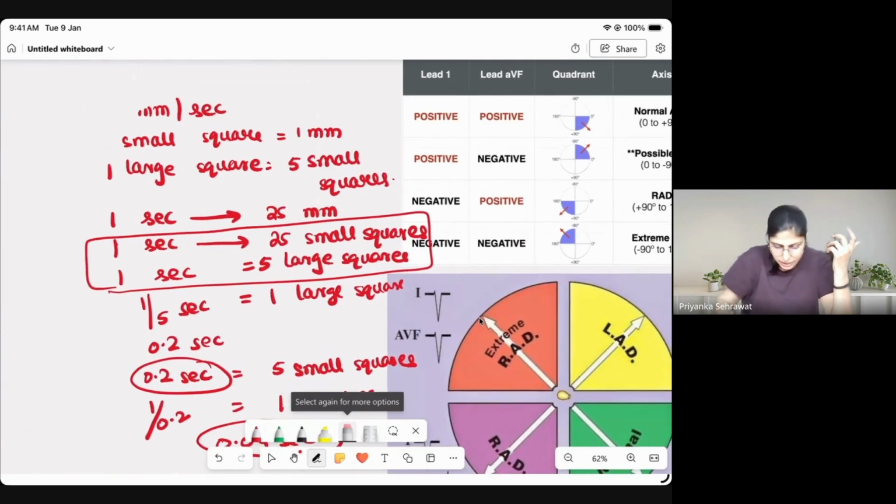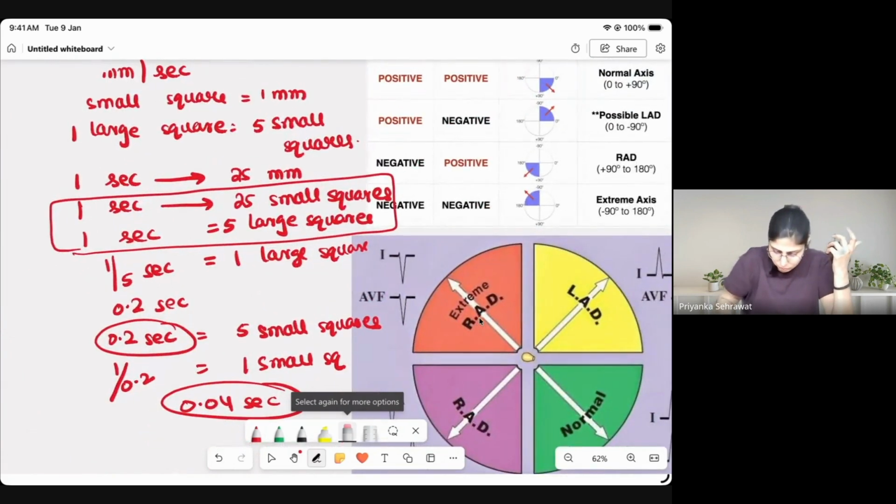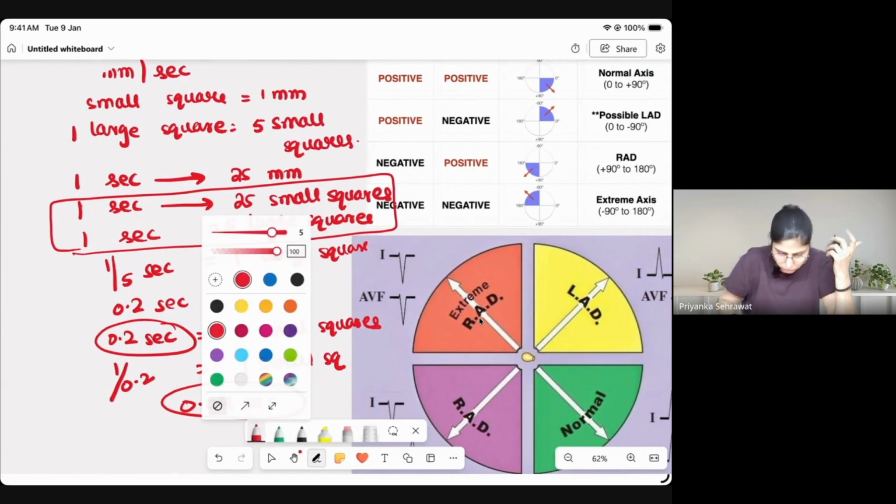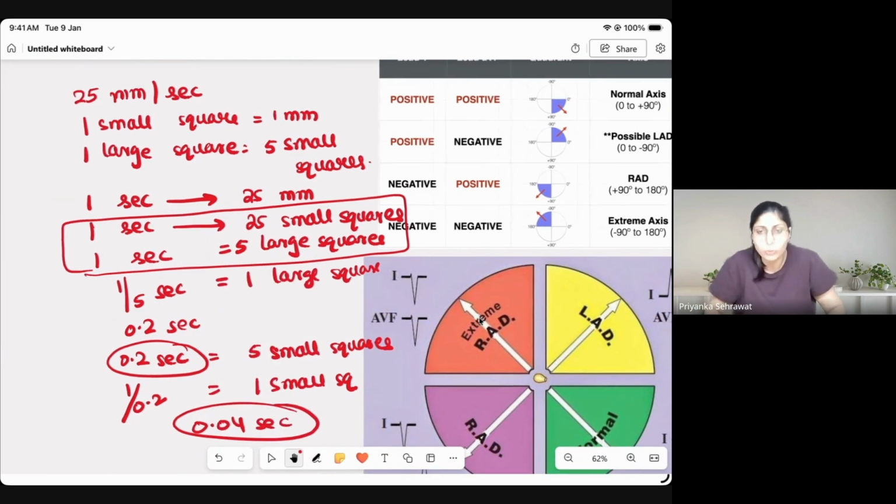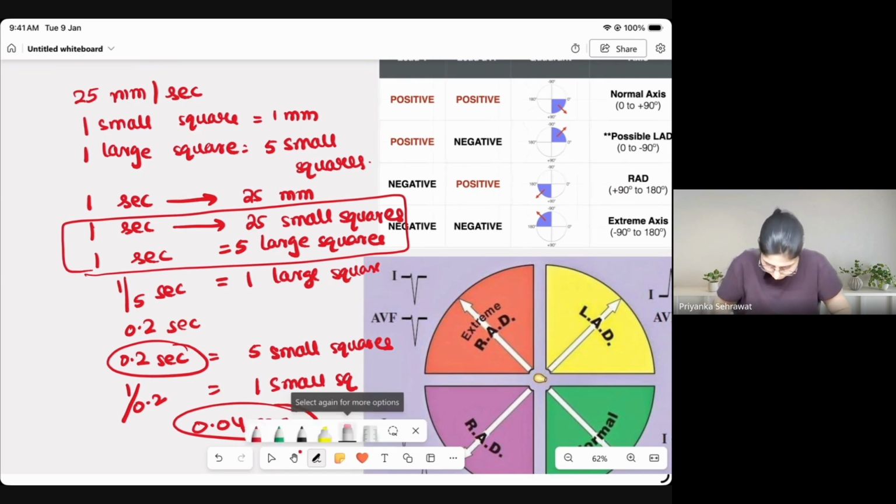Do you want to take a screenshot of this measurement? 25 millimeter, one small square. If you want to take a screenshot of this measurement, you can. Then I'll erase it. Okay.